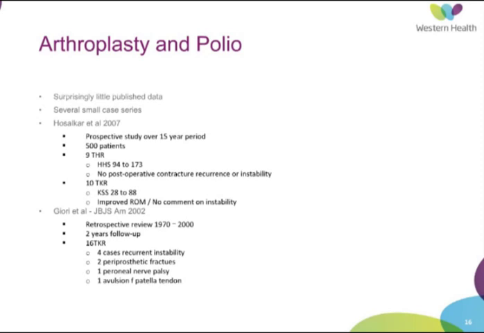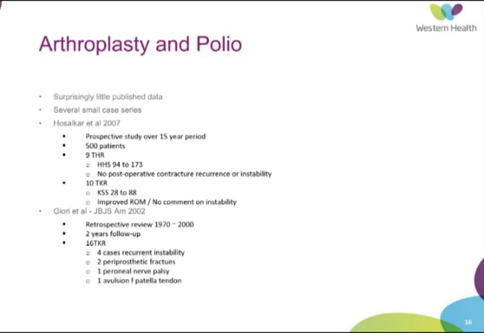So this other one, Giori, published in JBJS in 2002, was a retrospective review, and they only had a relatively short-term follow-up. But in their 2 years, of the 16 total knees that they replaced in 15 patients, they had 4 cases of recurrent instability, 2 periprosthetic fractures, a peroneal nerve palsy related to correction of a significant valgus deformity, and an avulsion of patella tendon.